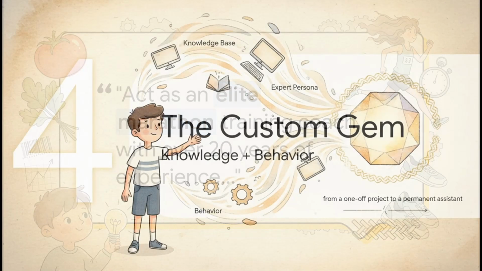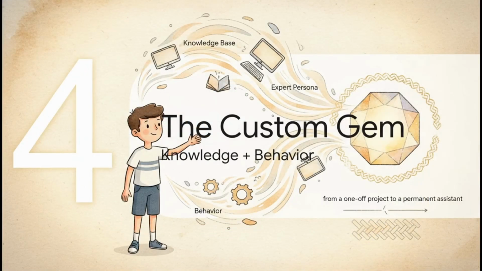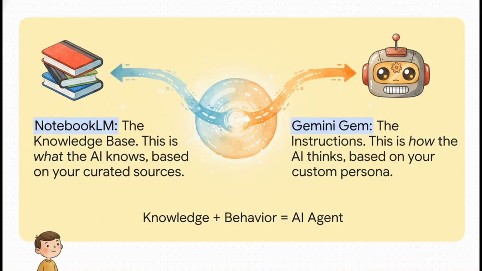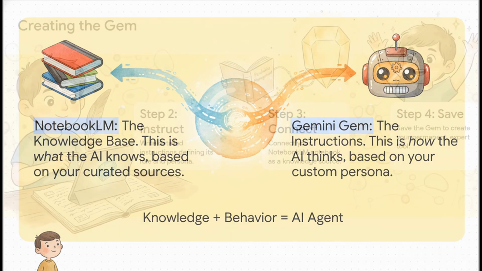And this is where we take the next big leap. We're taking that knowledge base and that expert persona, and we're locking them together into a custom, reusable tool inside of Gemini called a gem. This is where it goes from being a one-off project to a permanent assistant you can use every day. So the best way to think about it is like this. NotebookLM provides the what. That's the grounded, curated knowledge from your sources. The gem provides the how. That's the expert behavior, the specific instructions, the persona you built. Knowledge plus behavior, that equals a true AI agent.